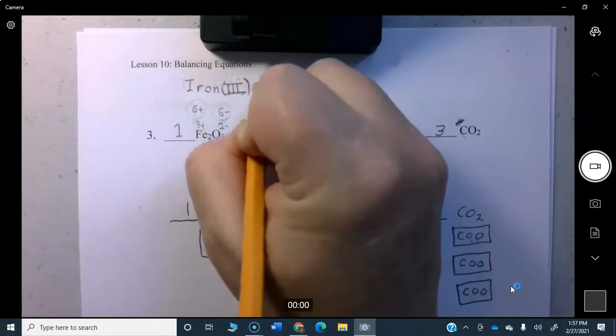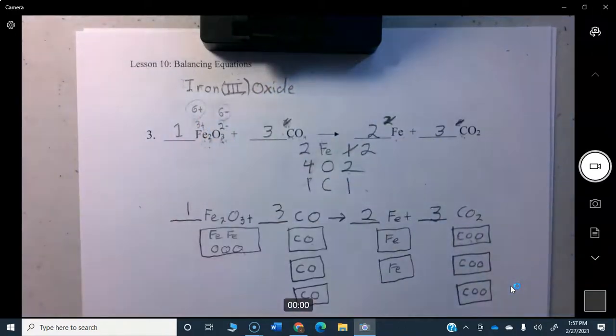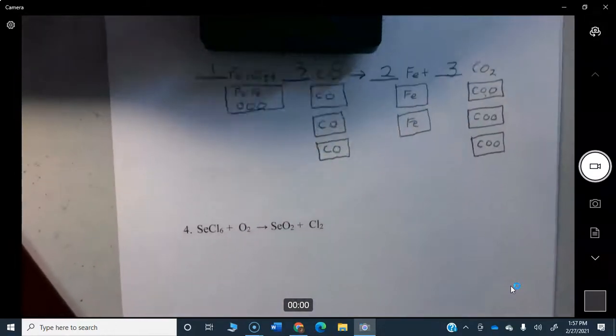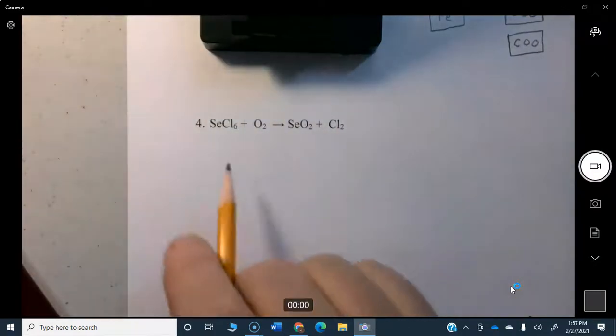Iron(III) oxide, with the oxygen ending in -ide, that's the name for that. Okay, so just a little more exercise on how to name compounds. Okay, what about this one? What's that called?